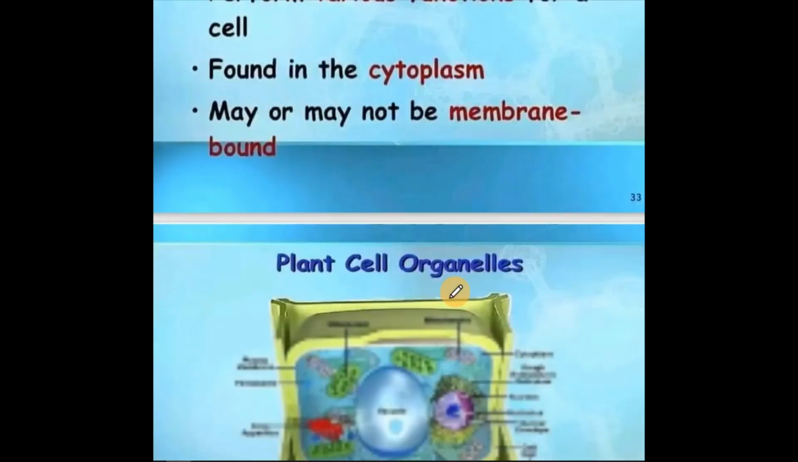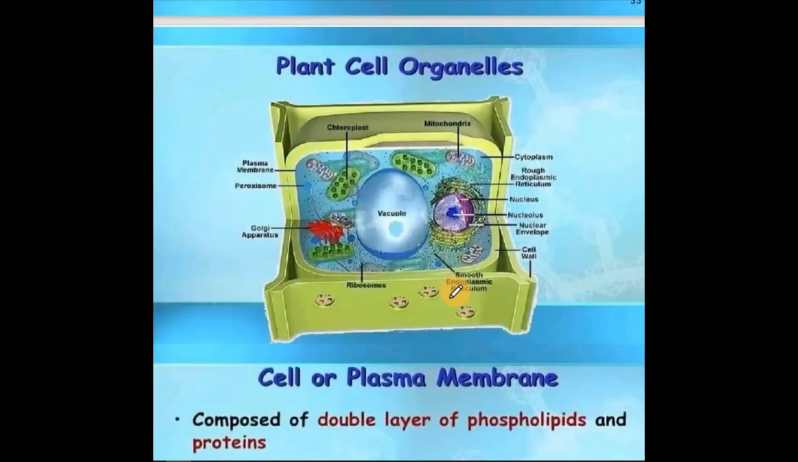Let's look at the typical plant cell organelles here. This is a plant cell which has an outer cell wall, an inner plasma membrane, and a cytoplasm made of chloroplast, peroxisomes, Golgi apparatus, ribosomes, smooth endoplasmic reticulum. It has the nucleus with the nucleolus inside it.